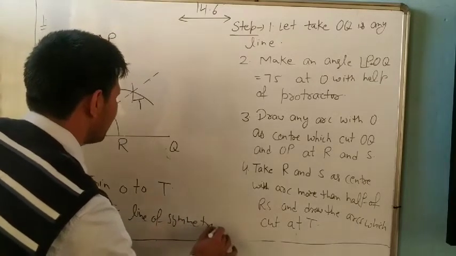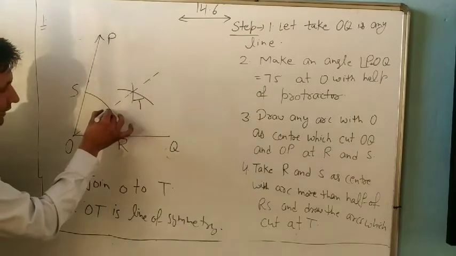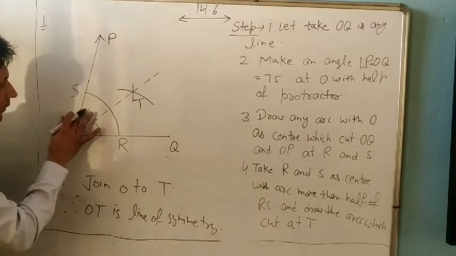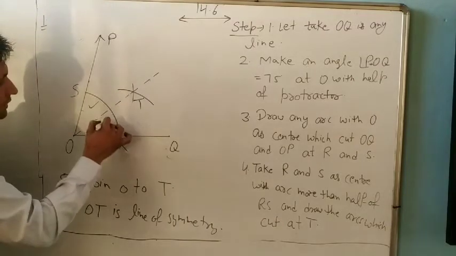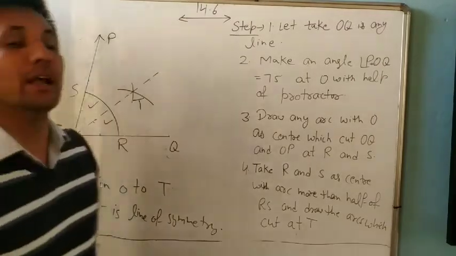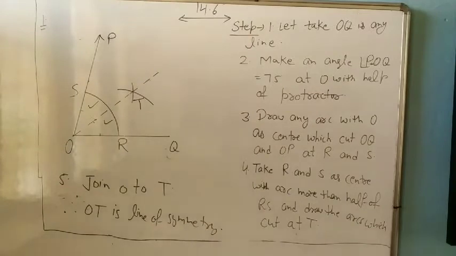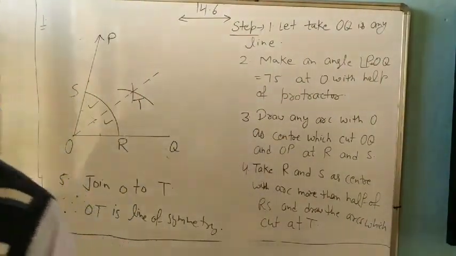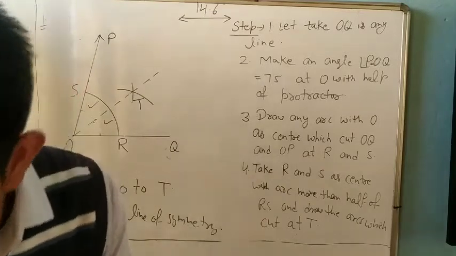Line of symmetry means it divides the angle into two, so this part and this part, both angles are equal. It is the line of symmetry. Understand it? Understand or not? The second question you will do yourself, same as this.